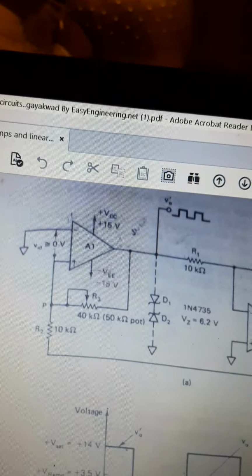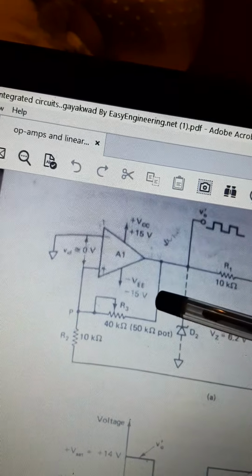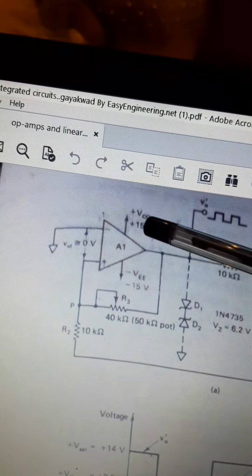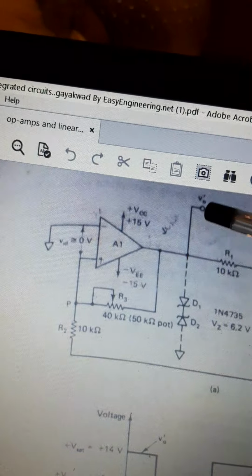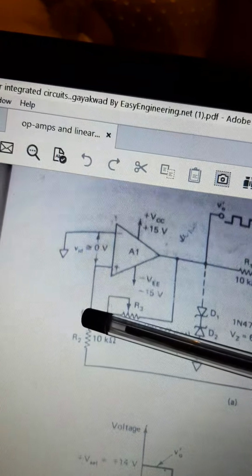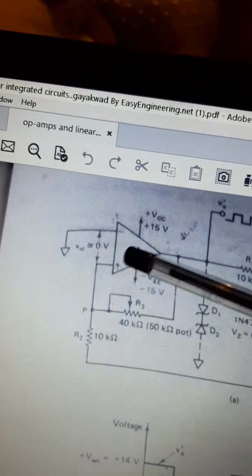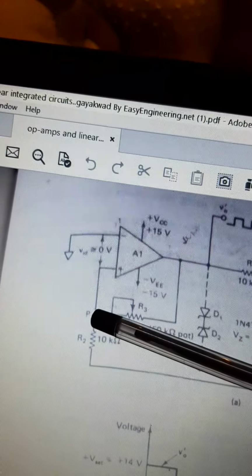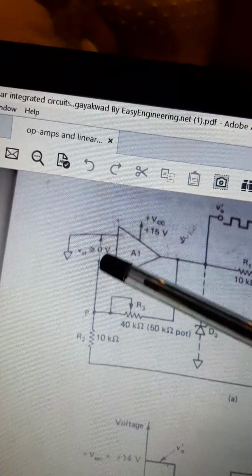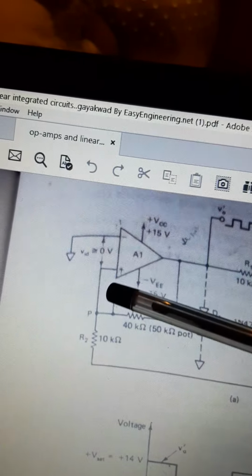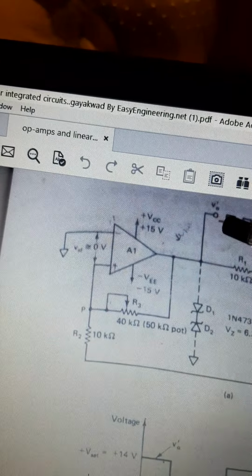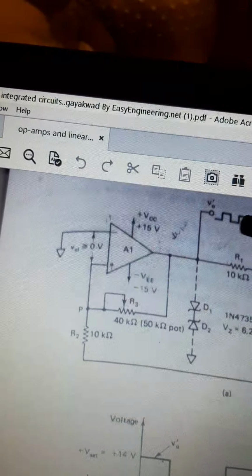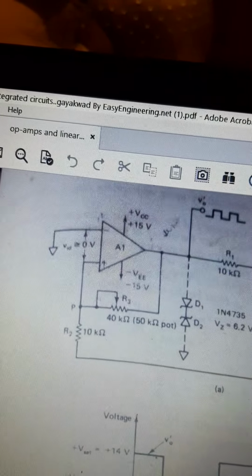When you observe it, you can see that when the voltage at P is just greater than 0, the output goes positive. When the voltage at P is just below 0, the output goes to negative VSAT. It's a comparator. When P is slightly positive, greater than 0, it will be saturated to plus VSAT. When P is slightly less than 0 voltage, it will go to negative saturation. So you are getting a square wave.